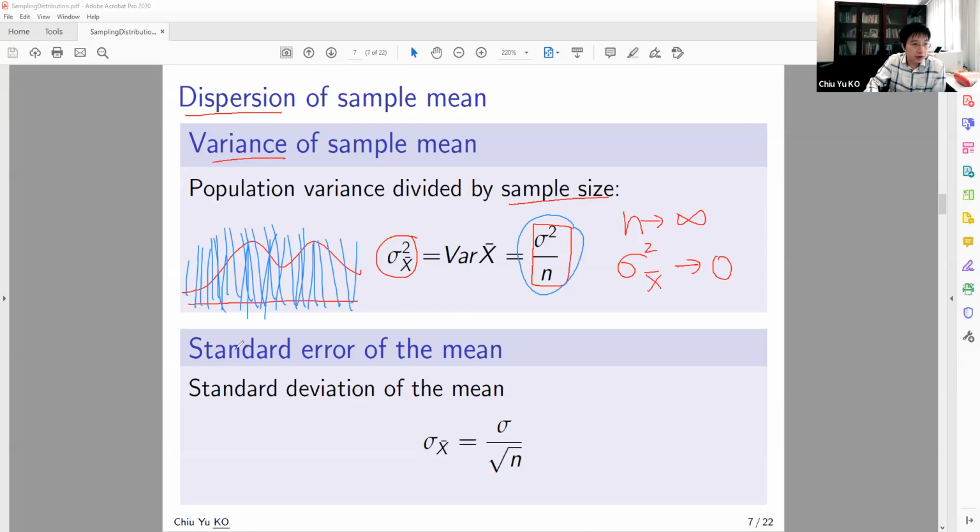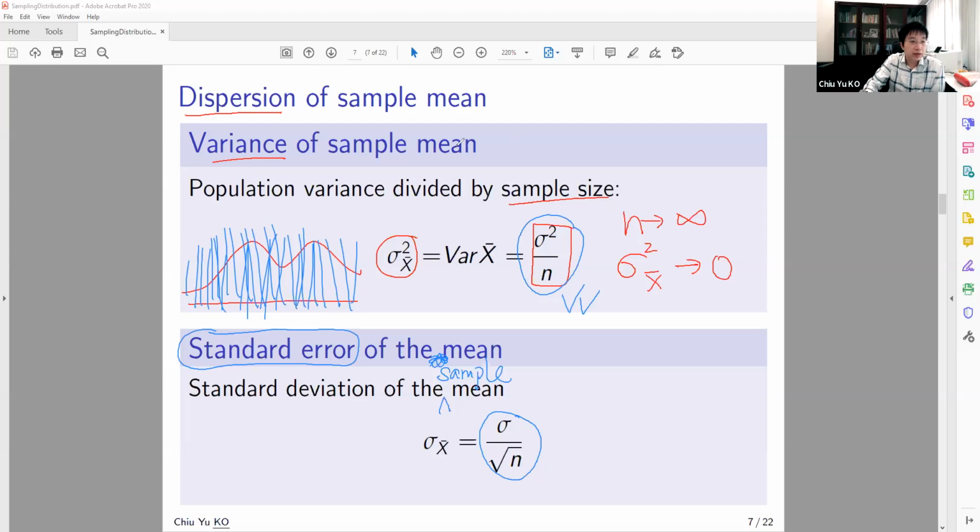One technical term you need to notice is standard error, okay? Which is the standard deviation of the sample mean. I missed the word sample, but I hope it's clear. Take the square root of this, so it's sigma over root n, okay? So now I try to give you some examples to justify why this formula makes sense. Is that clear what we are doing?